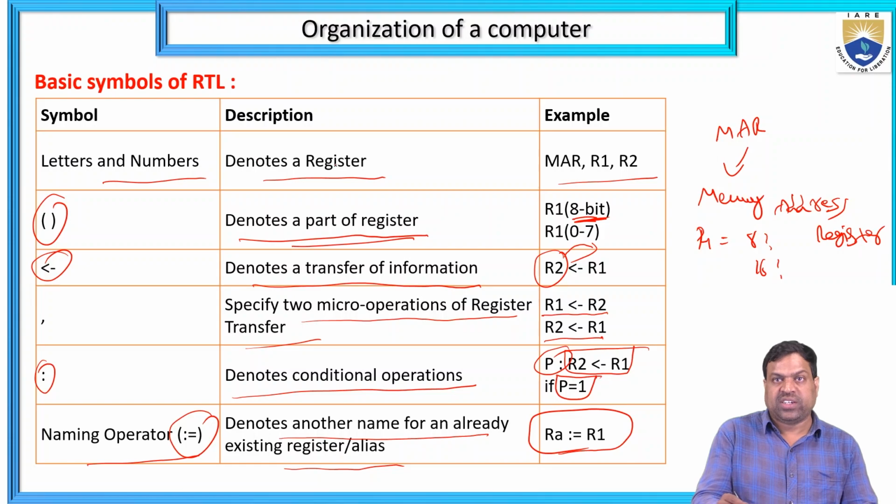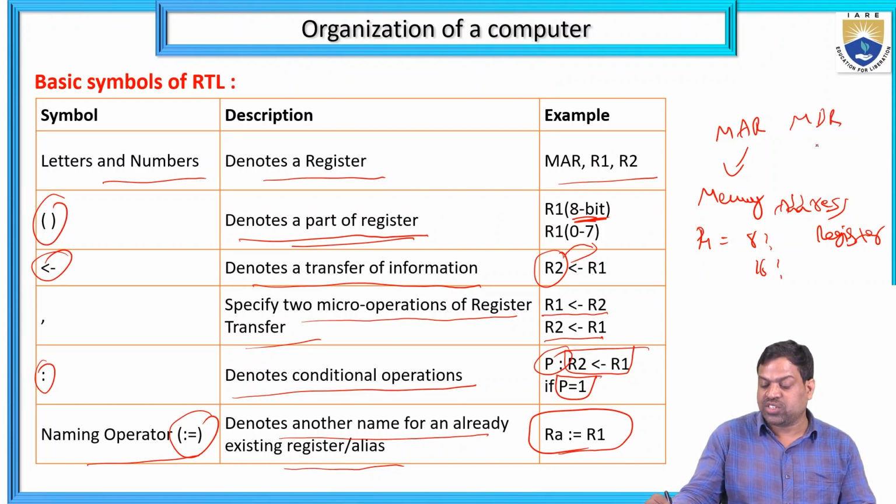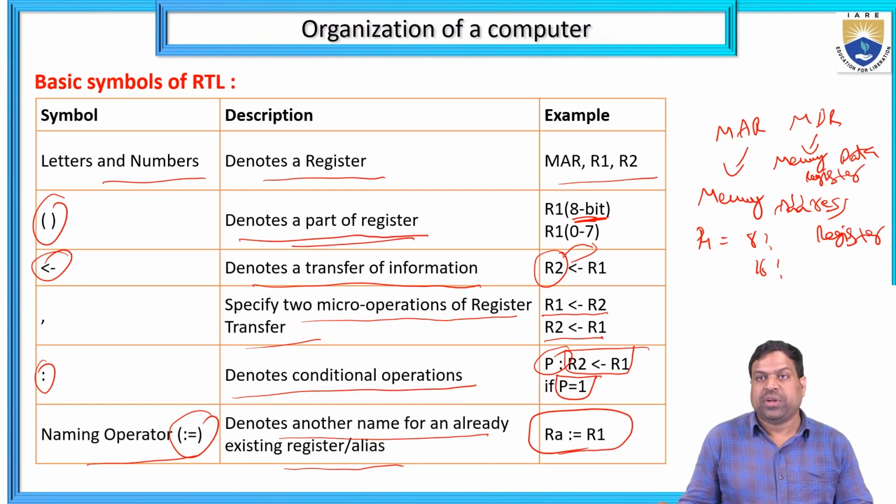So letters and numbers denote MAR, MDR, memory data register. Memory address register and memory data register, these denote registers. R1 8-bit or R1 equal to 0 to 7, and the arrow denotes the transfer of information from one register to another register.